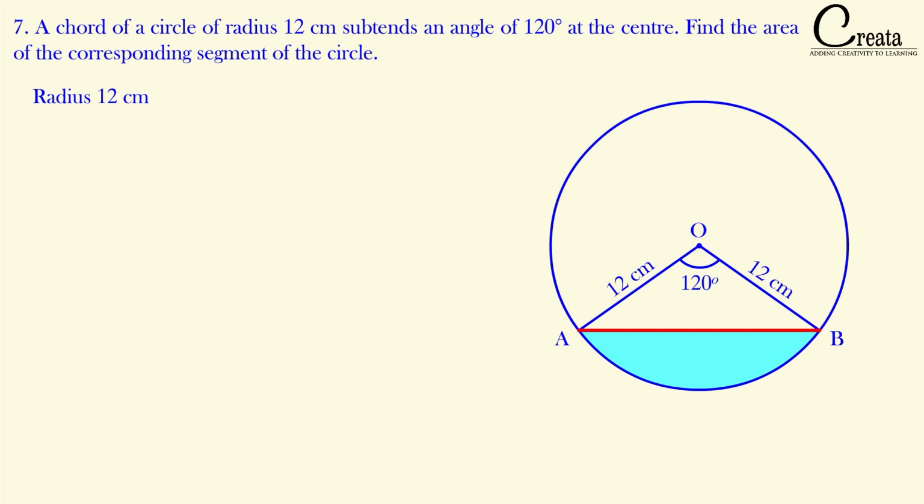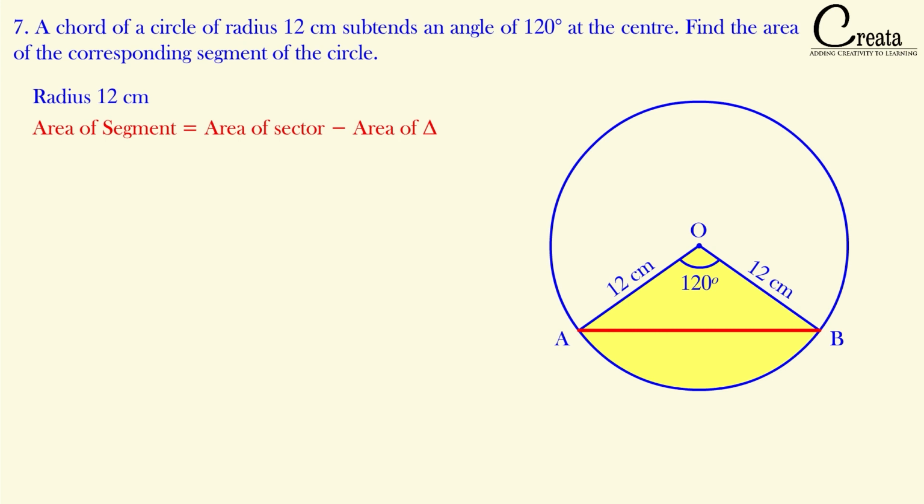The same philosophy we have used in question number 6, we will use in this question. Area of the segment is equal to area of the sector minus area of the triangle. Firstly, we will find the area of the sector, then we will find the area of the triangle. So let's find the area of the complete sector.